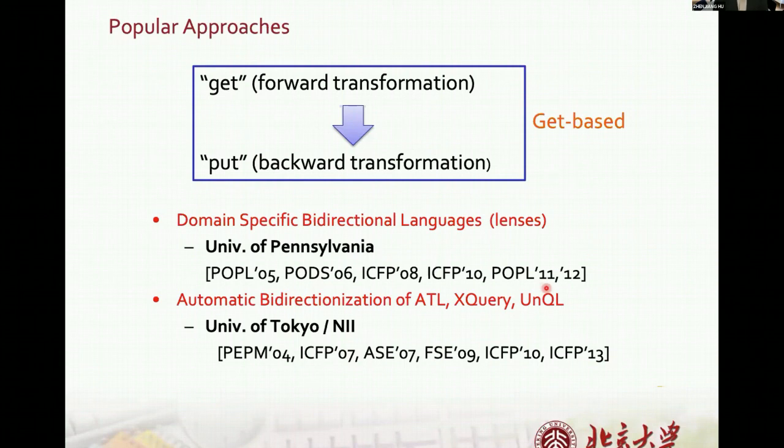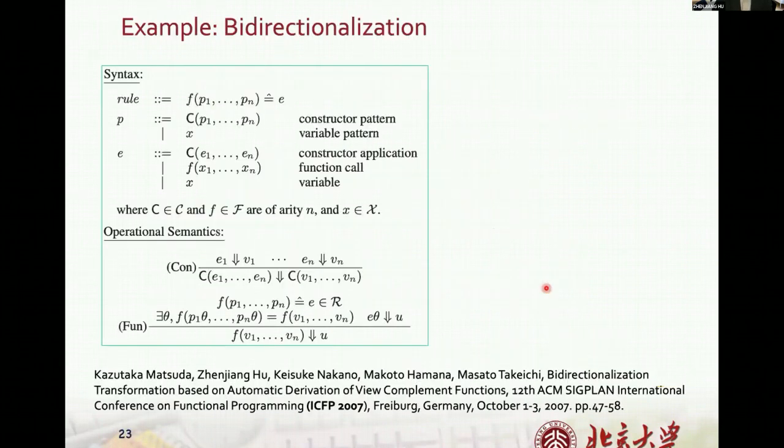Another way, as I also mentioned, is automatic bidirectionalization of existing unidirectional languages, such as ATL, which is very popular for people to do transformation over models, or query transformation over XML, or UnCAL. This is a query language for transformation of graphs. So we did quite a lot of work over this. Maybe I would like to show one simple example here. This is actually one work we published in ICFP 2007.